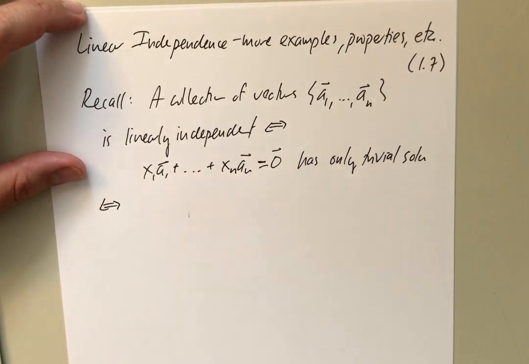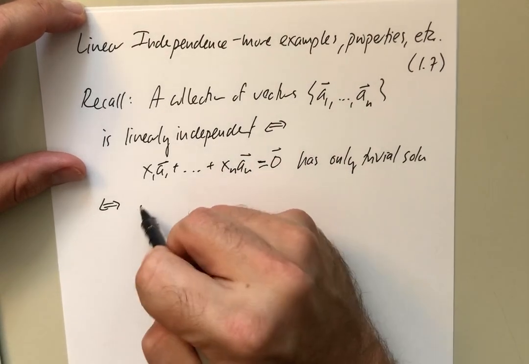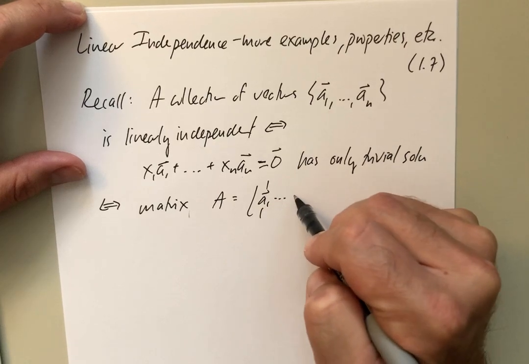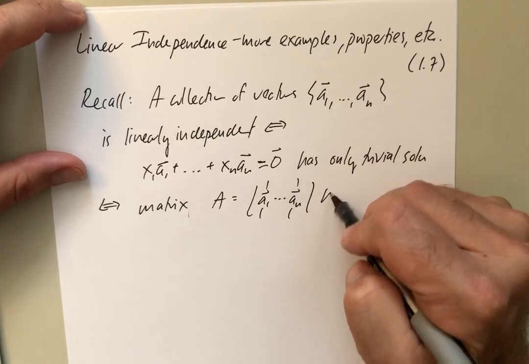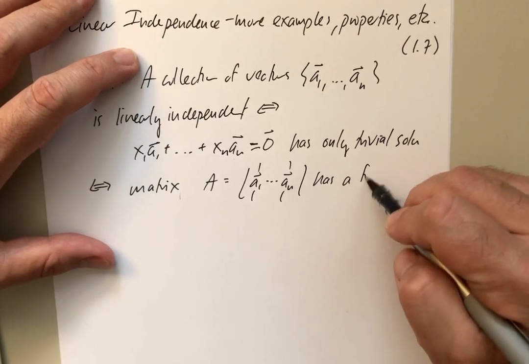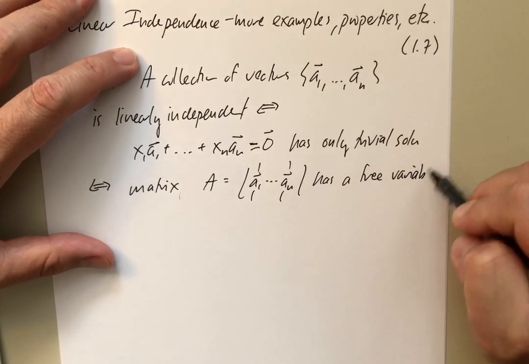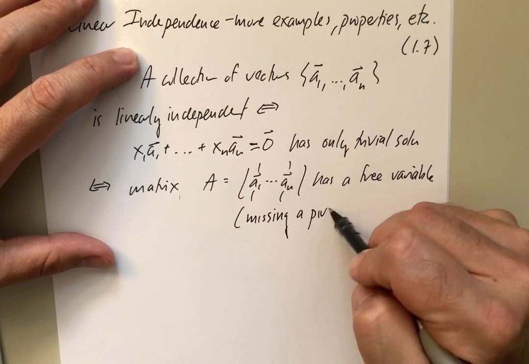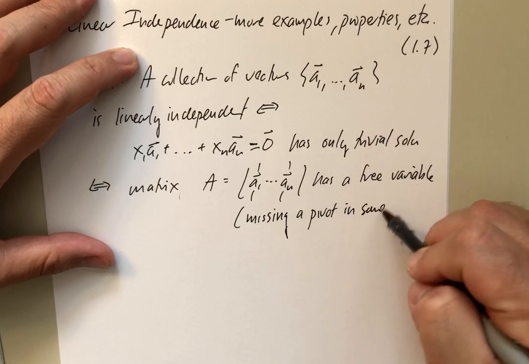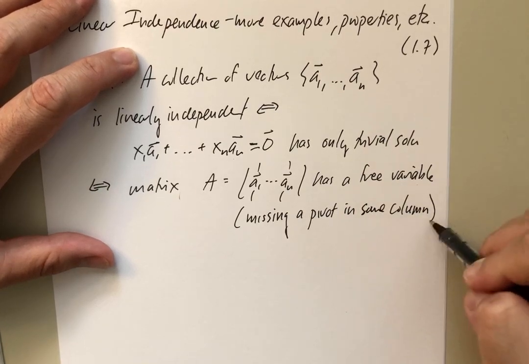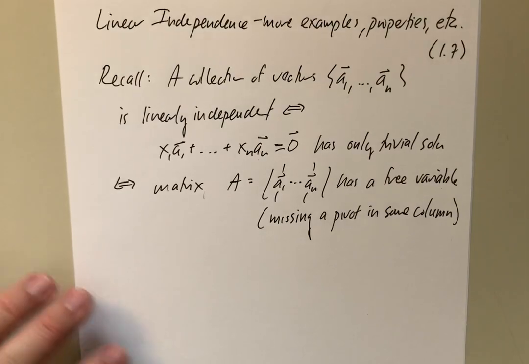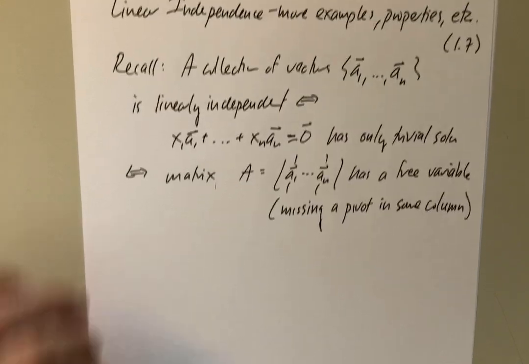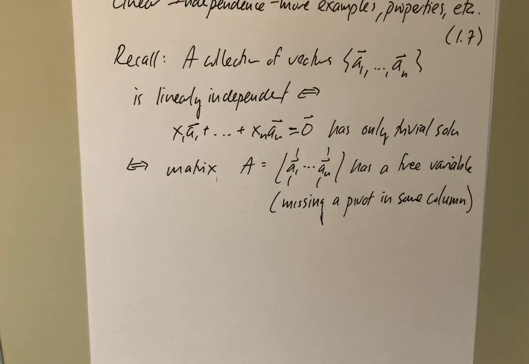And then the key idea is that this holds if and only if the matrix, I'll call it A, that I get by putting these as columns, the usual thing, has no free variable. Or another way to say that is it is not missing a pivot in some column. Okay, so that's going to be our main observation that we're going to apply to different situations today. First, I want to look at small collections.